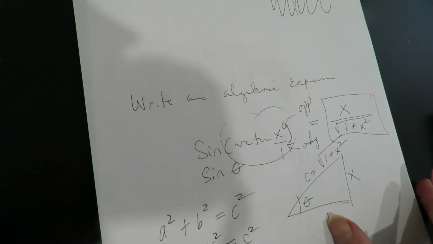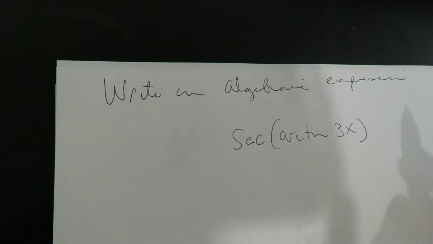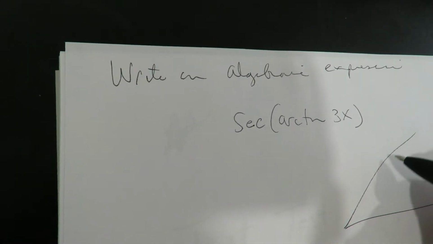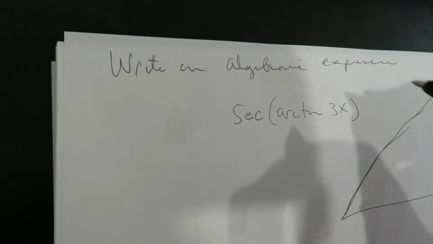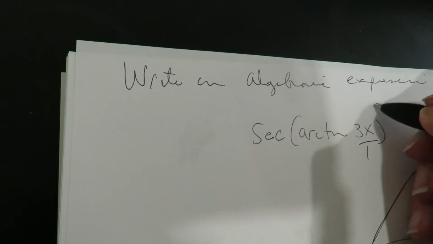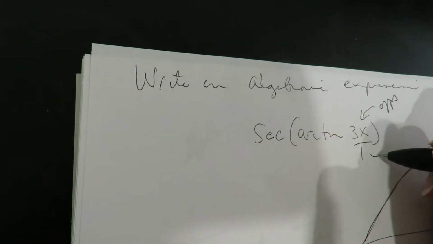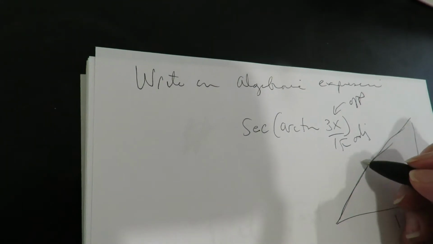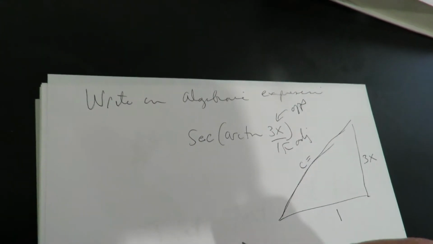Okay, let me keep rattling off here. Algebraic expression. So we're doing another one of what we just did. It's not an exact value, so it's not putting you in a particular quadrant. Let's see, the arctan is giving you what sides here? That'd be the opposite, that'd be the adjacent. Opposite is 3x, adjacent is 1. We have to solve for this third side.